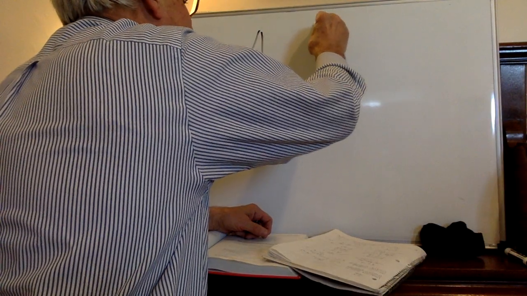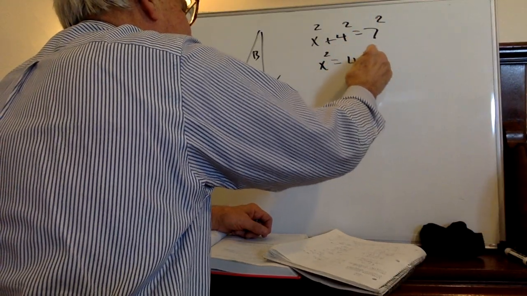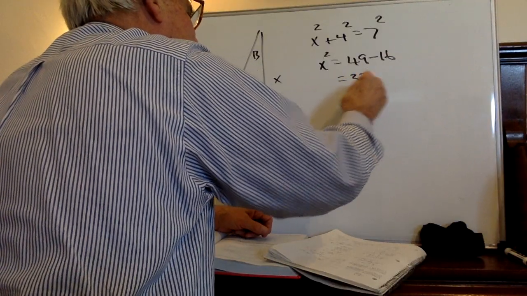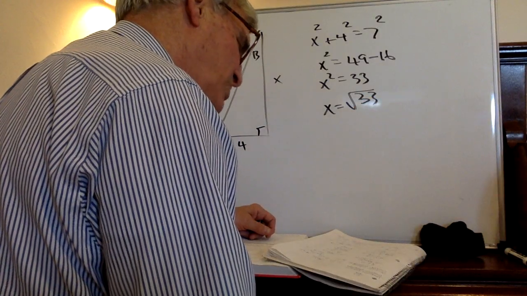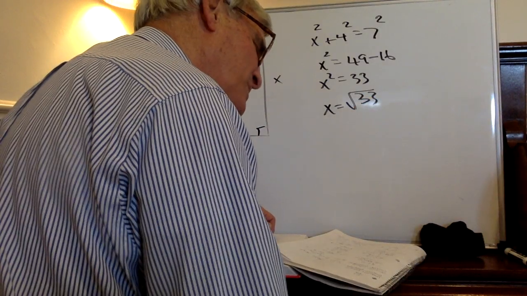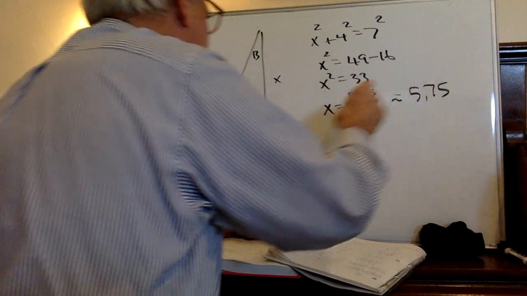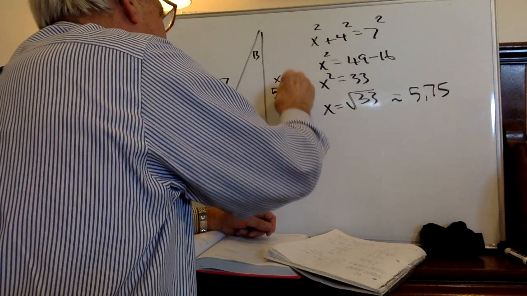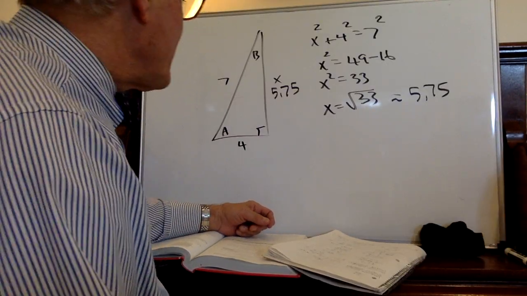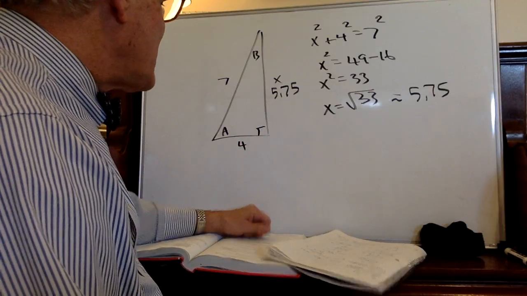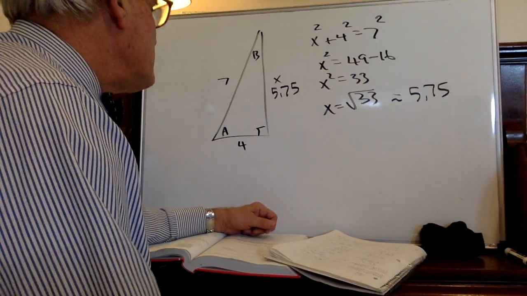I know that x squared plus 4 squared has to equal 7 squared. So x squared has to be 49 minus 16, which is 33. So x equals the square root of 33. X equals the square root of 33 is approximately 5.75. So there is x. And I had to solve for x first because I don't have any angle measures. I don't know what angle A or angle B are.